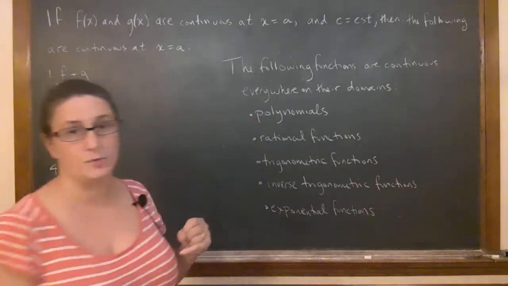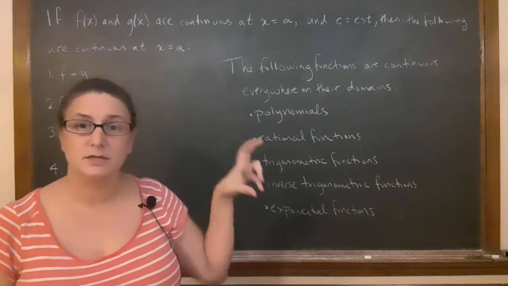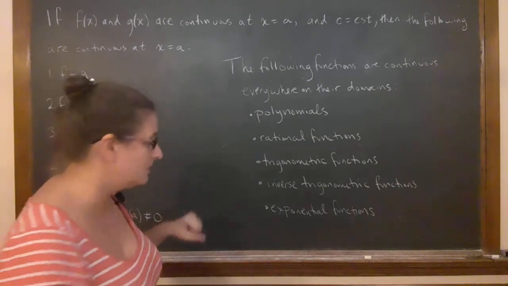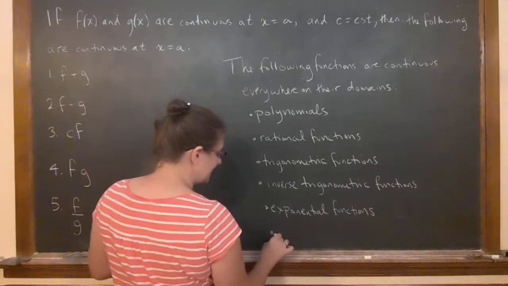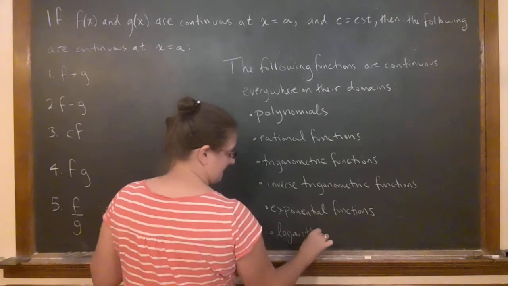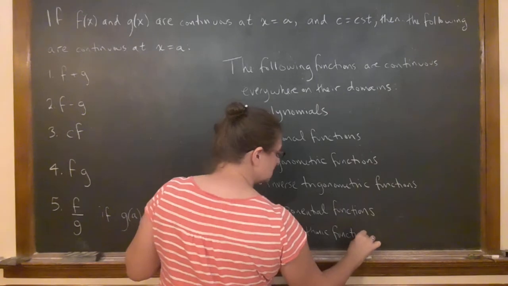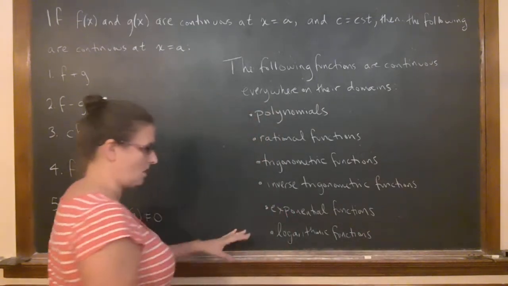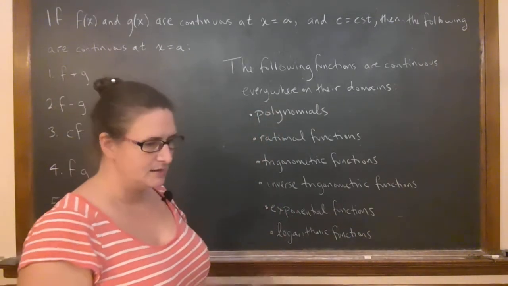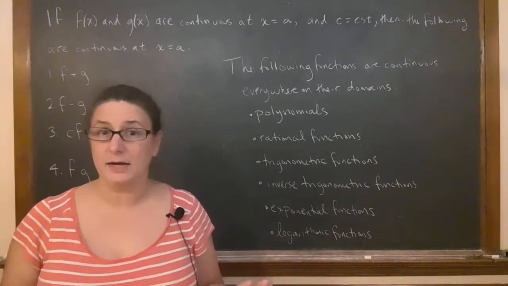The domain is all real numbers. Of course, all the answers are positive. Our range is just positive numbers. Logarithms then, being the inverse, are also continuous, but their domain, of course, is all positive numbers. So all of these are continuous, which is great.